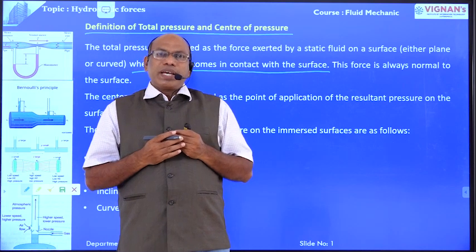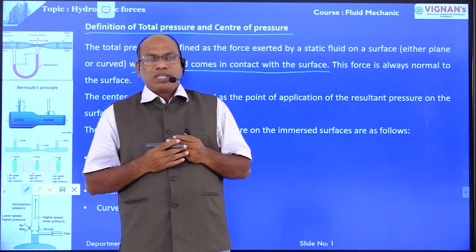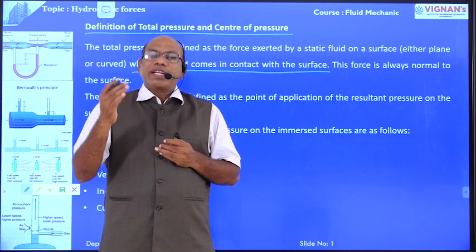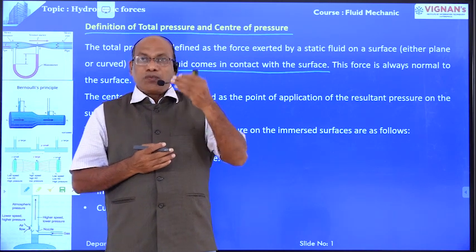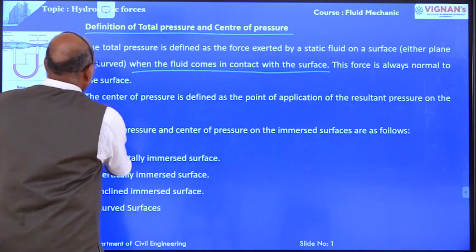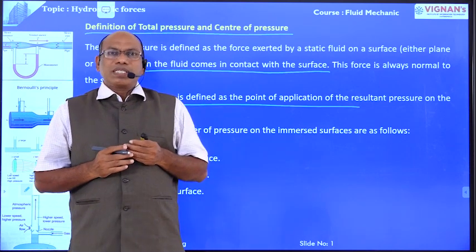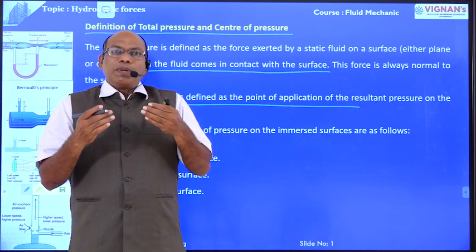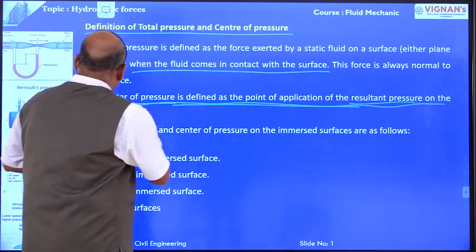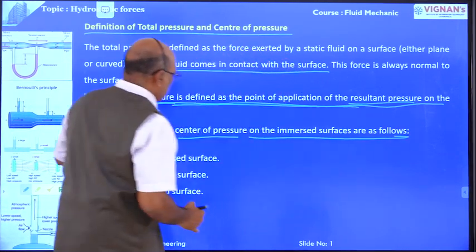Definition of total pressure and center of pressure. Total pressure is defined as the force exerted by the static fluid on an immersed surface. That surface may be inclined or plane, and when the fluid is in contact with the surface, the force exerted is normal to the surface. Another one, the center of pressure. What is center of pressure? The point of application of total pressure is known as the center of pressure.